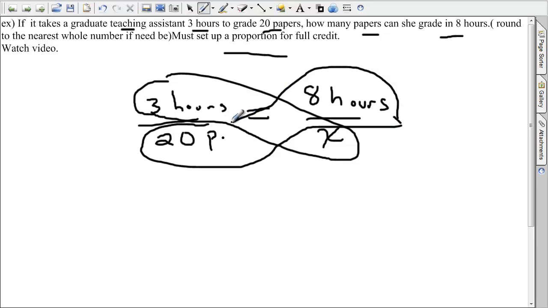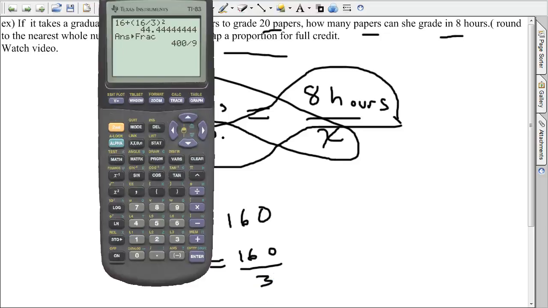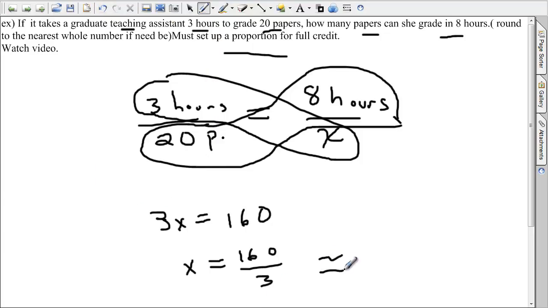And then when you cross multiply, just focus on the numbers, like 3 times X is 3X. And 8 times 20 is 160. And whatever 160 divided by 3 is, we can round that to the nearest whole number. For time's sake, I'll just key that in. 160 divided by 3. So 53, to the nearest whole number, about 53 papers. So if I'm putting money on it, she could grade about 53 papers in 8 hours.